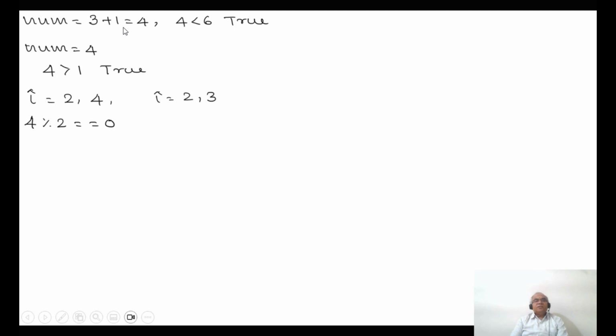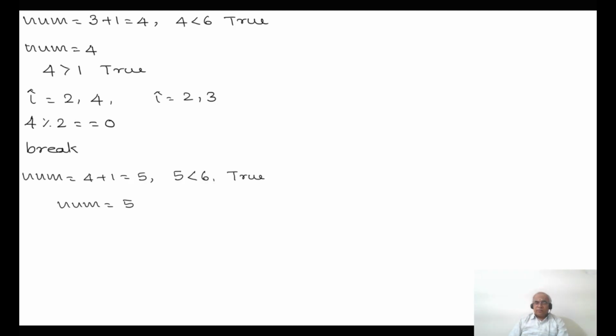So here 2 comma 4 means I is equal to 2 comma 3. Is 4 % num % I equal to 0? Yes. That means is 4 % 2 equal to 0. Condition is true. So it breaks that statement and goes back and takes the increment. 4 plus 1 is equal to 5. Is 5 less than 6? Condition is true. Num is equal to 5. Is 5 greater than 1? Condition is true. Then I is equal to 2 comma 5.